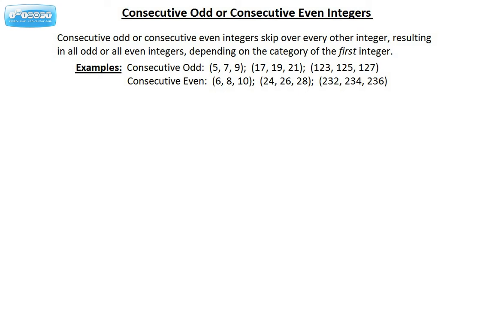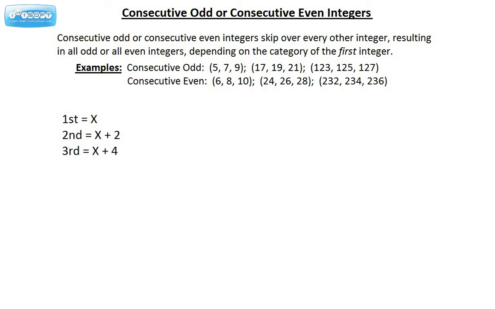When working with application problems that deal with consecutive odd or consecutive even integers, you use the same variable names for both types. So as an example, let's say that we're looking for 3 consecutive integers and we want to give them variable names. We can give our first integer any variable name we want, and here I've chosen the name x.